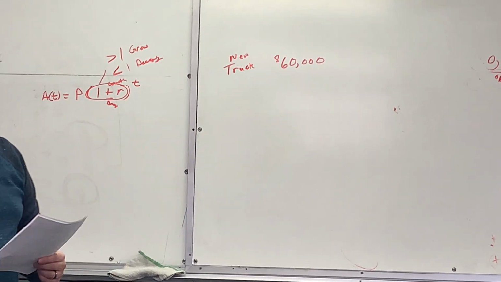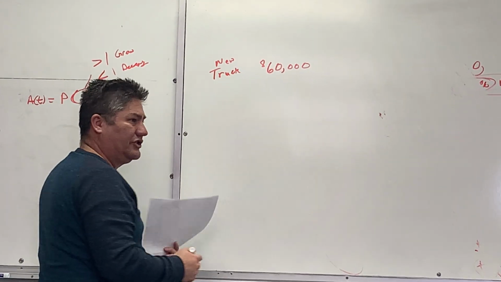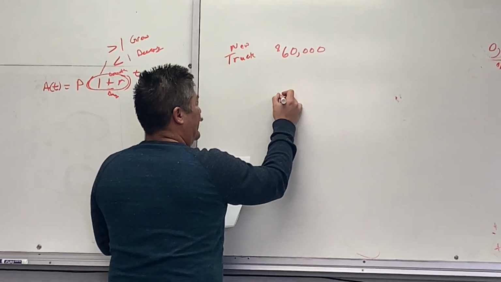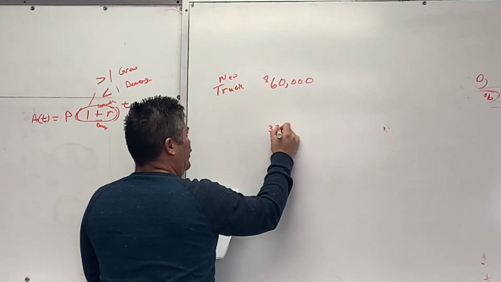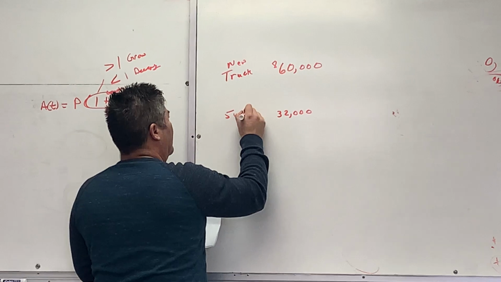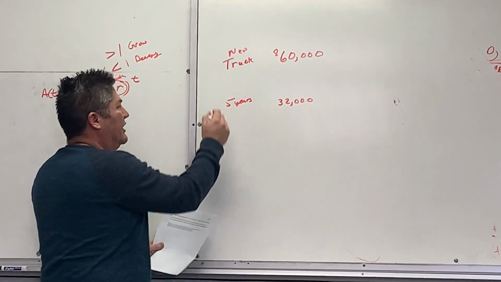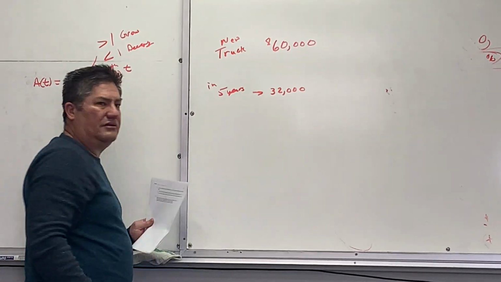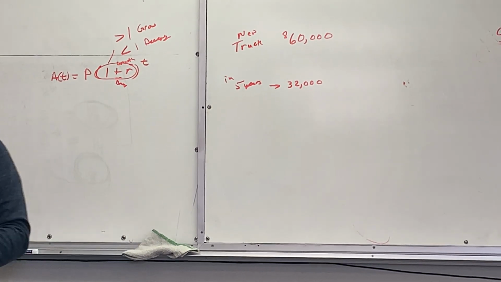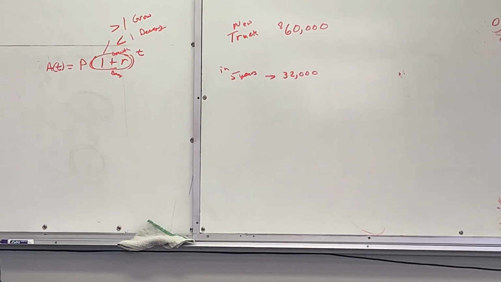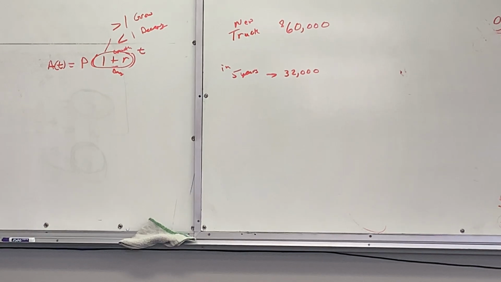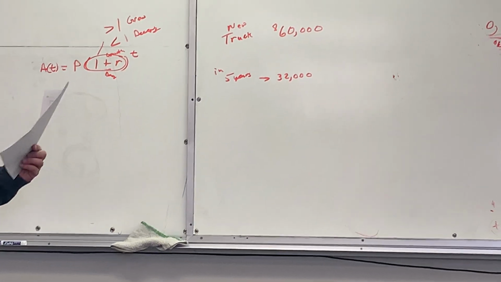After 5 years, we're going to say the value of the truck is $32,000. Okay? In 5 years, the value of the truck is going to be $32,000. Okay? So it's worth $60,000 now. It's going to depreciate over time. Truck's going to be worth $32,000 in 5 years when I go to try and sell it back and maybe get a different one. It's going to be worth $32,000.